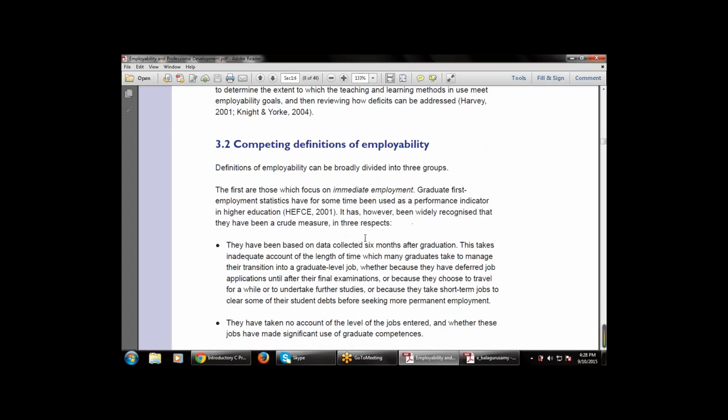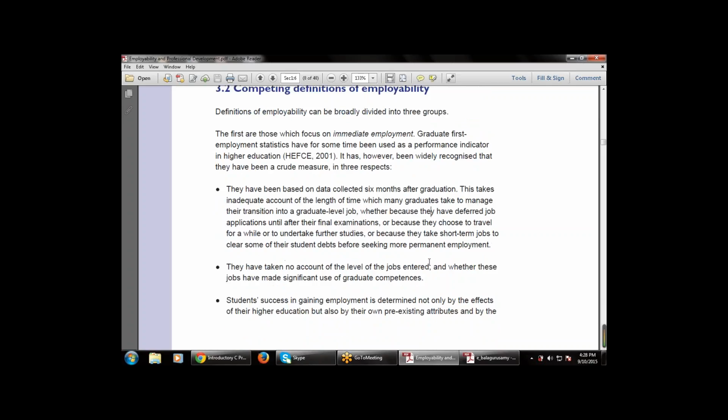They have been based on data that is collected 6 months after graduation. This is inadequate data, because it allows an inadequate length of time for graduates to manage their transition into graduate-level jobs, especially where they have deferred job applications until after their final examinations. Next, they have no count of the levels of the jobs entered, or whether the jobs make significant use of graduate skills or not.